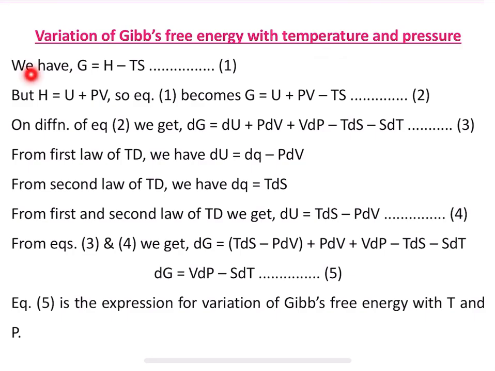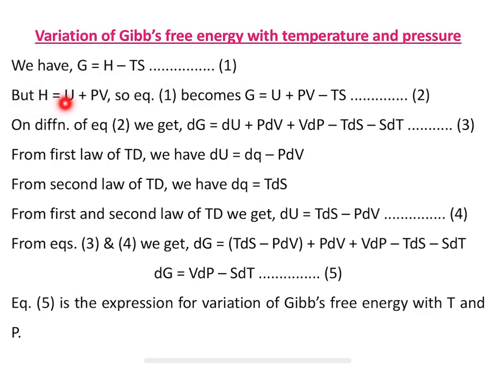Okay, so we have G, that is Gibbs free energy, is equal to H minus TS. This we have already derived in our previous class, where G is the Gibbs free energy and H is the enthalpy, and TS is nothing but unavailable energy. So this is how we define Gibbs free energy. Let me take that equation itself to derive the variation of Gibbs free energy, and let me call that equation number 1.